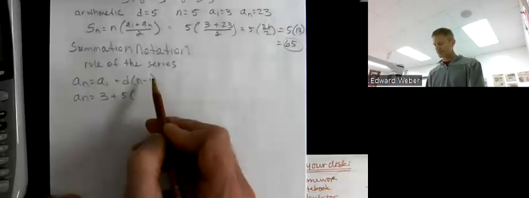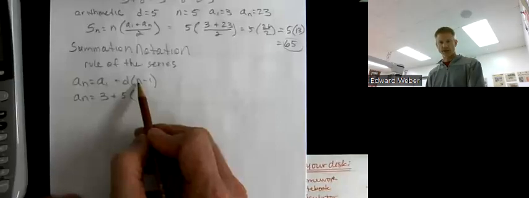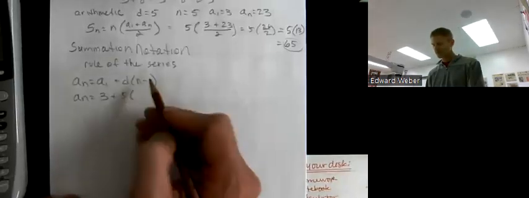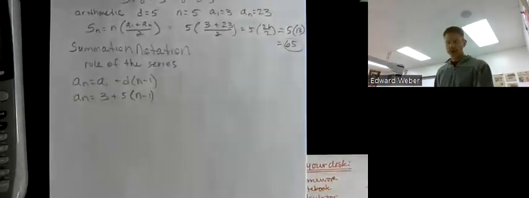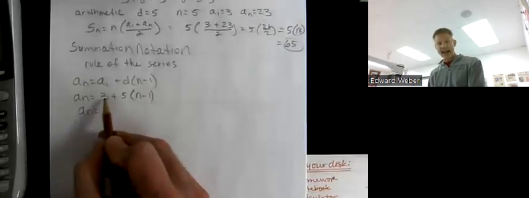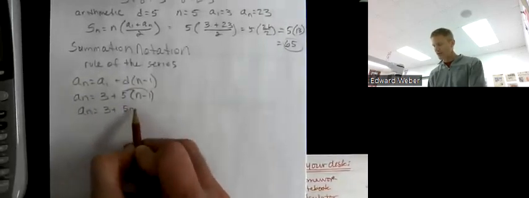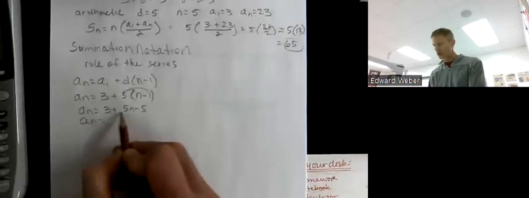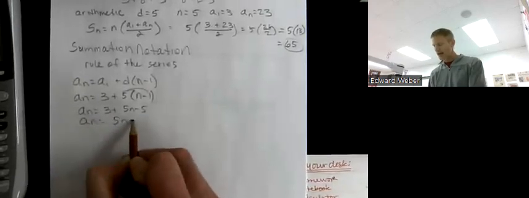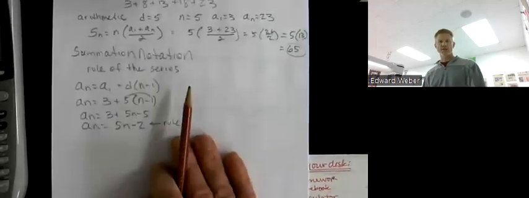we're not looking for us to put in our number of terms in here. We just want n because we want to be able to calculate it for any of the positions. So a of n equals, you cannot add these together. So that's 3 plus 5n minus 5. Our rule is 5n minus 2. There's the rule of the series.